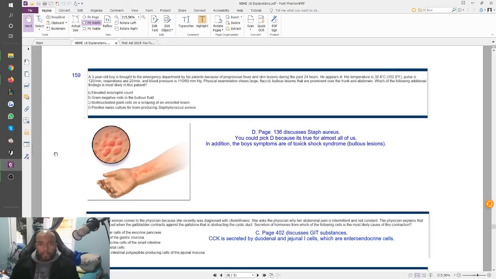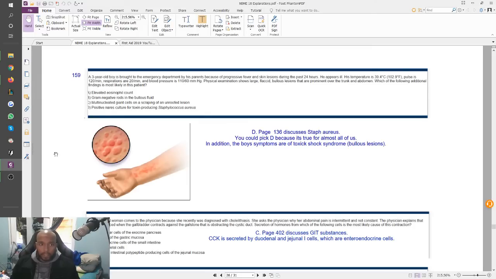Okay, so they tell you the physical exam, which is always very important, so you always want to reread that, right? Large flaccid bullous lesions over the trunk and abdomen. He has a high fever, 3-year-old. What are you going to pick now? So you look at your answer choices.